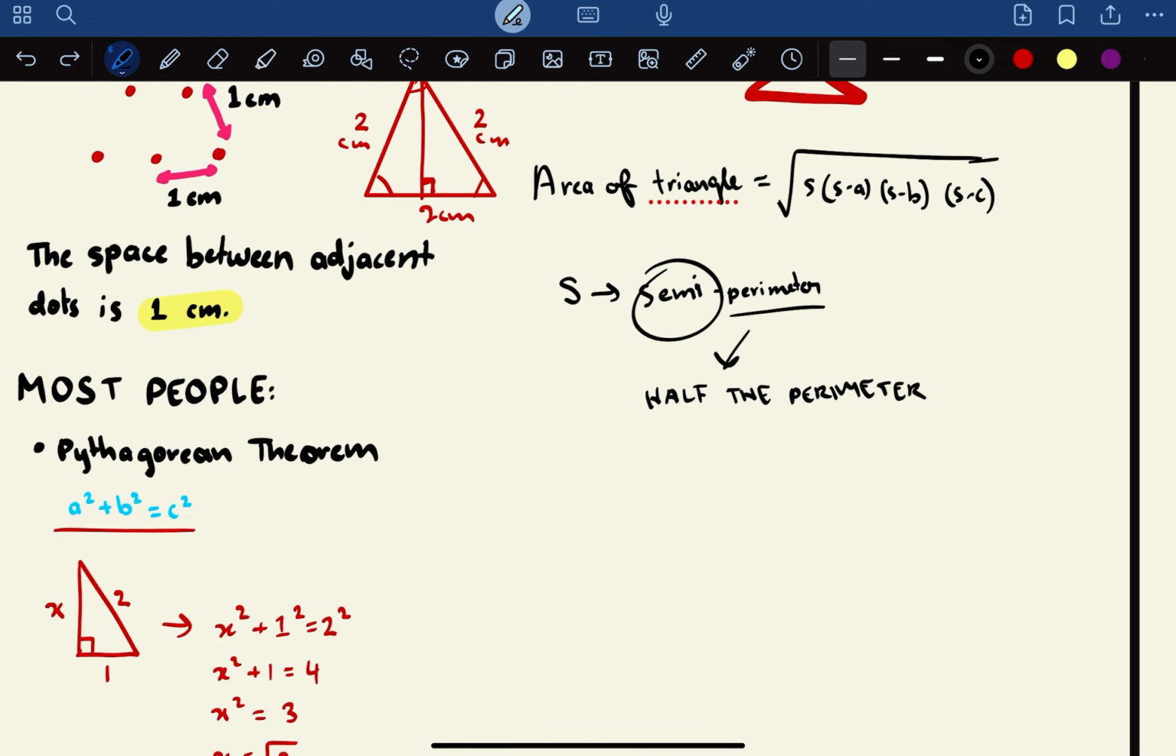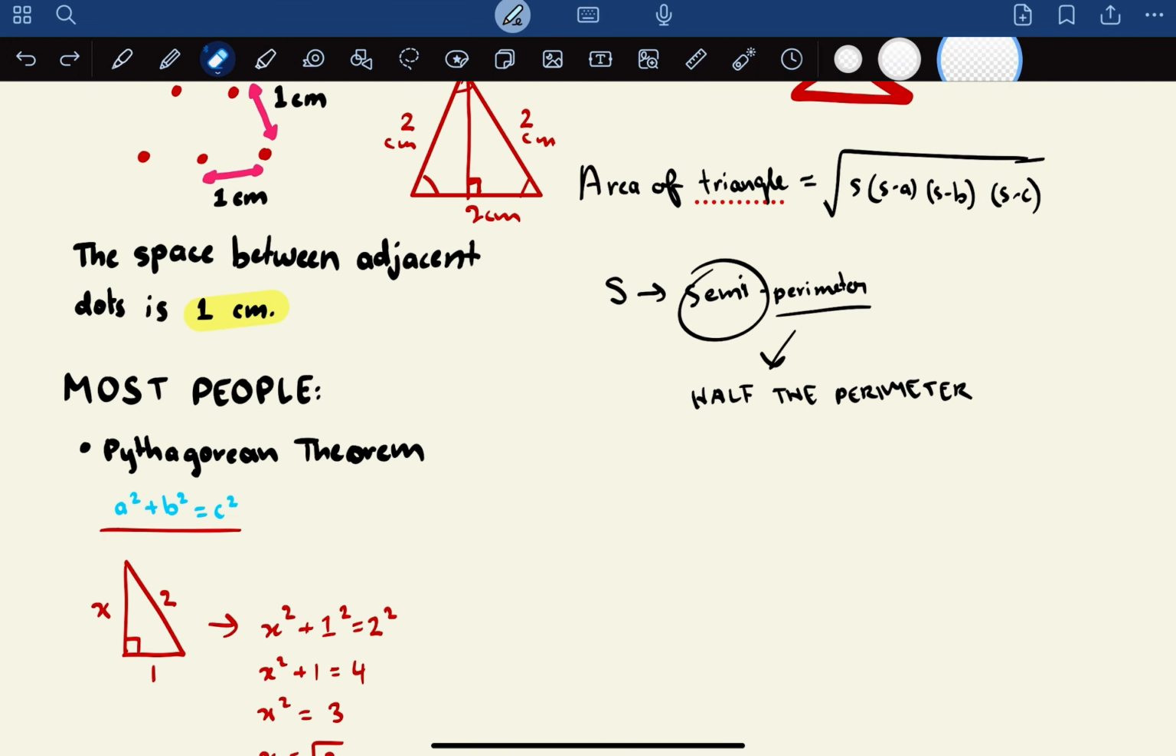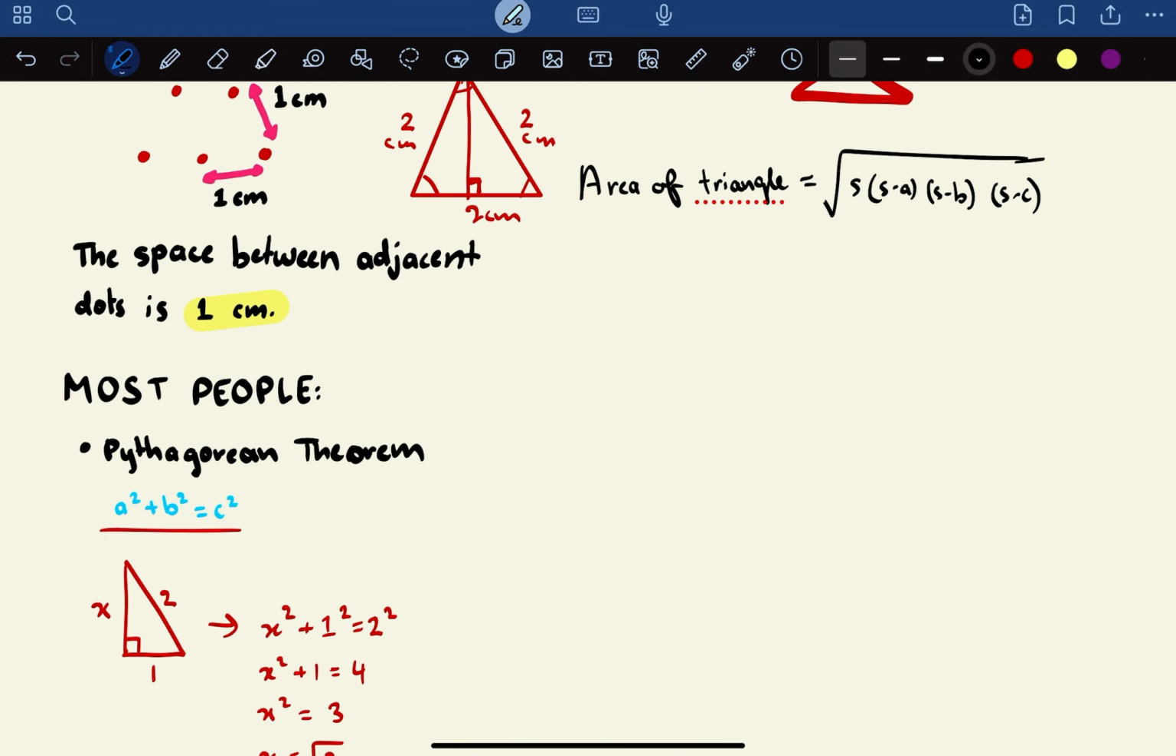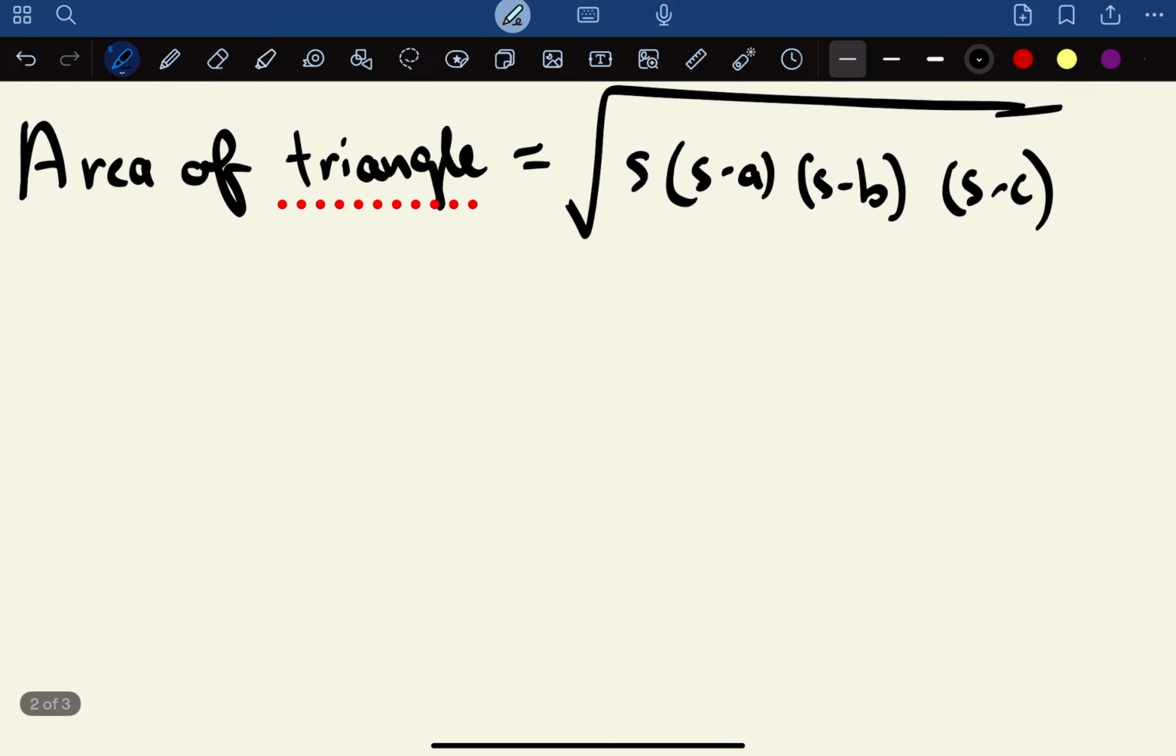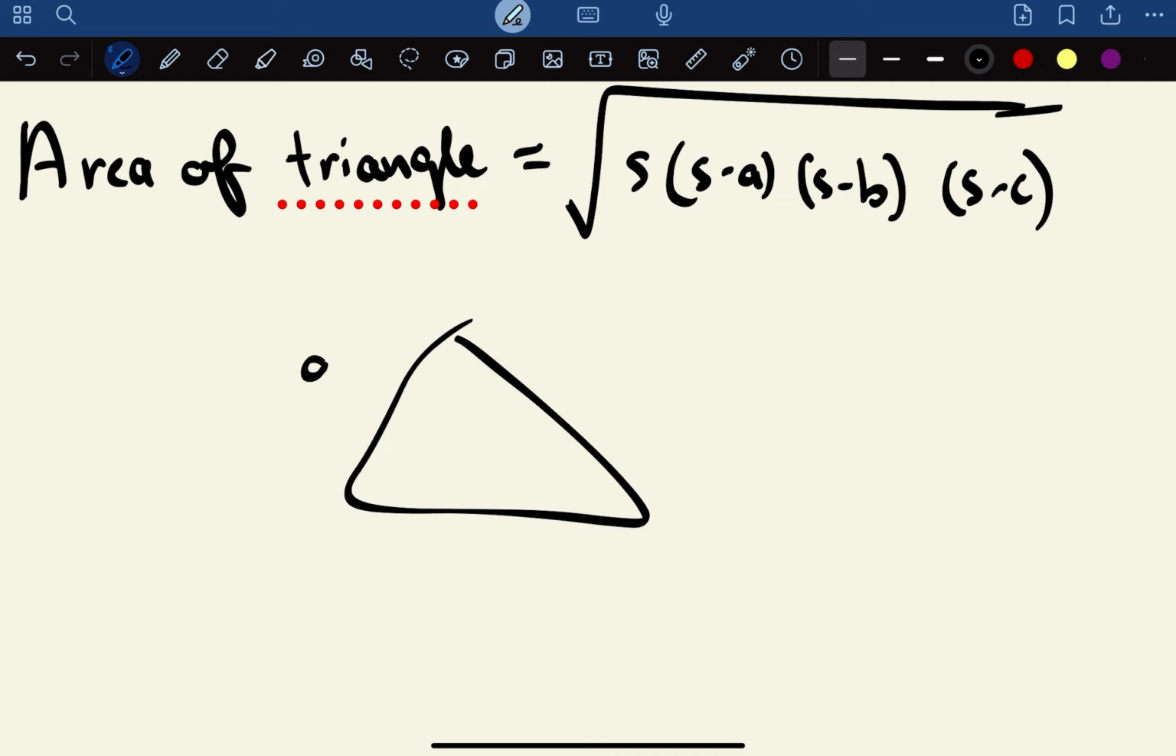Okay? So now that we know what semi-perimeter is, let's go ahead and find out what A, B, and C are. Now, as I said before, some of you may have noticed that there are 3 sides, A, B, C. Something has to do with A, B, C. And you're absolutely right if you thought that, because one side is A, one side is B, and one side is C.